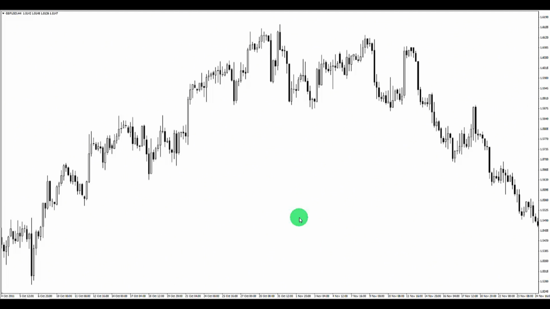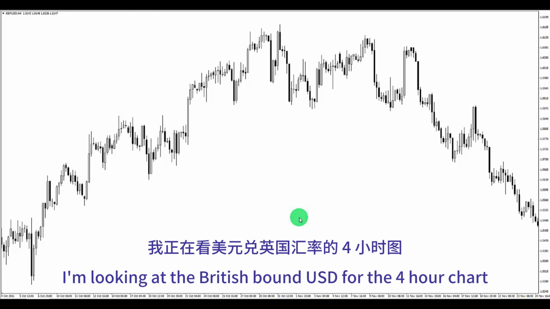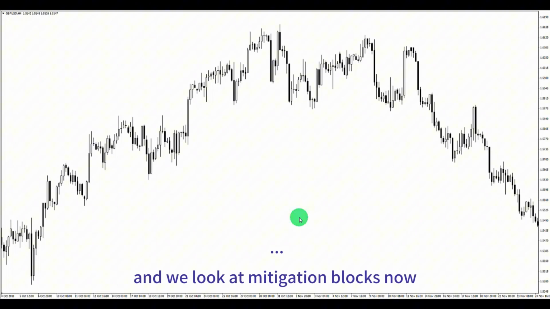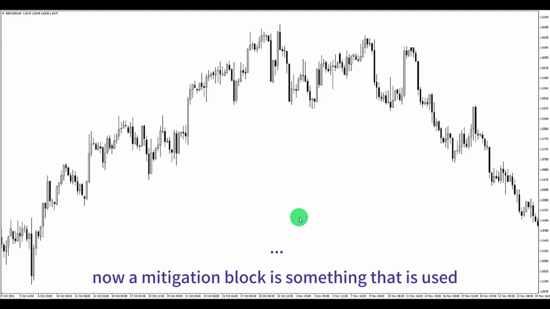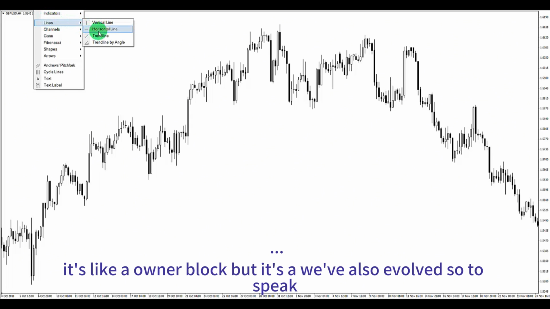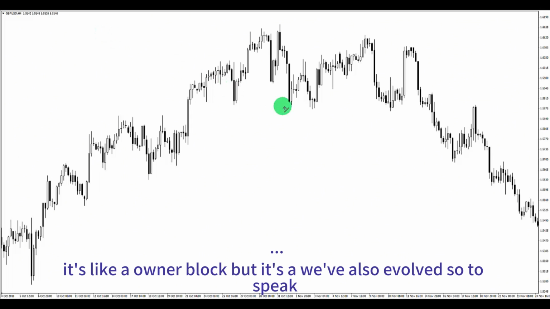Okay, folks, we're looking at the British Pound USD, the 4-hour chart, and we're going to look at mitigation blocks now. A mitigation block is something that is used. It's like an order block, but it's a reversal of roles, so to speak.